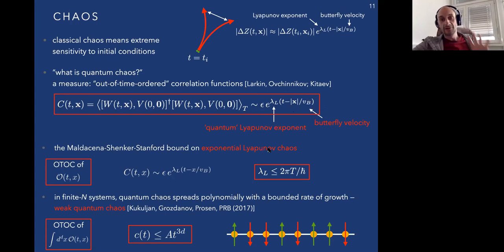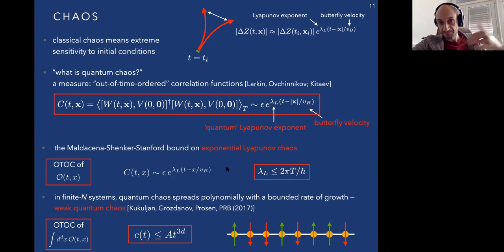I don't want to say more about this, but just to remind you that there's a beautiful result regarding this exponential growth that was derived by Maldacena, Shenker, and Stanford. It's an exact upper bound on lambda L, supposedly in all quantum field theories. The upper bound is 2 pi T over h bar. And we know that this is saturated by holographic models, which have a classical holographic dual, all right? So this is great. It's an exact bound, and this is exactly the kind of thing that we like, and we would want also for other things.